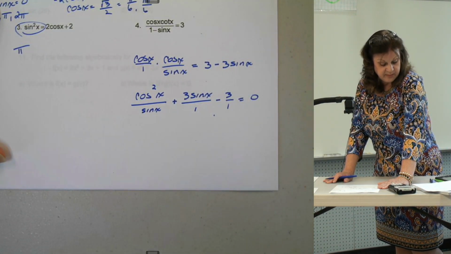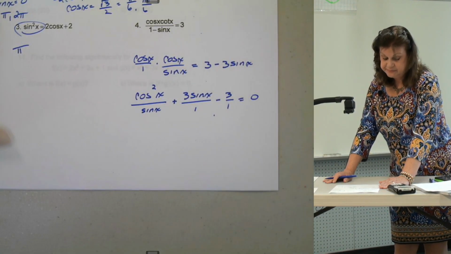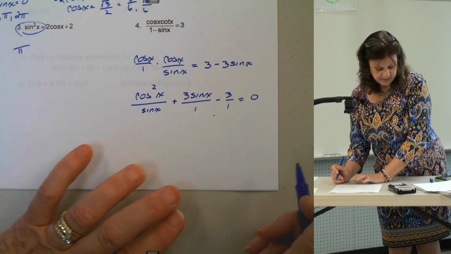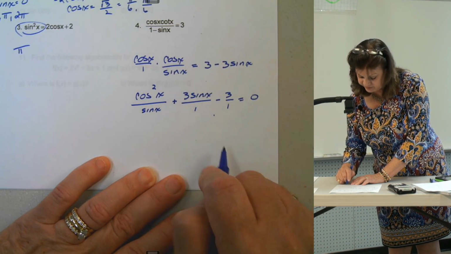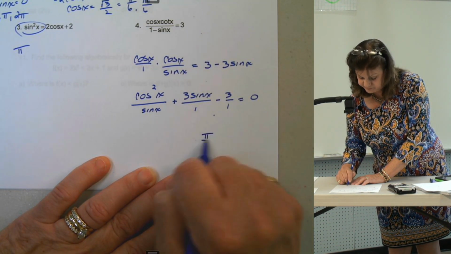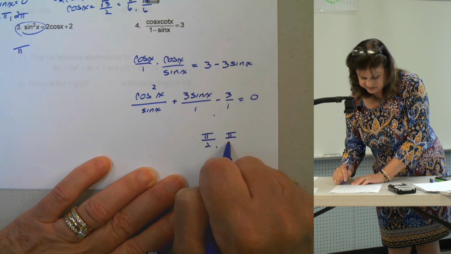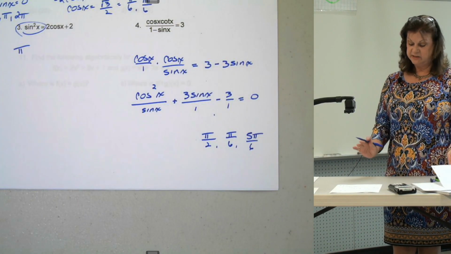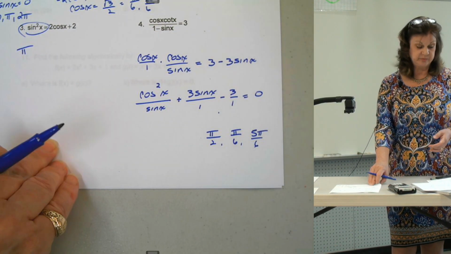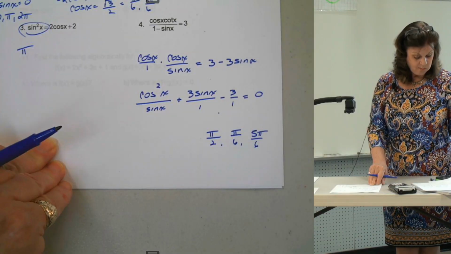Okay, I'm going to let you run with that for just a little bit. And when you finally get to the bottom, you're going to have, I'm trying to see what I've got here, pi over 2, pi over 6, and 5 pi over 6. That one's going to take a little bit of manipulation on your part, so don't give up on that.